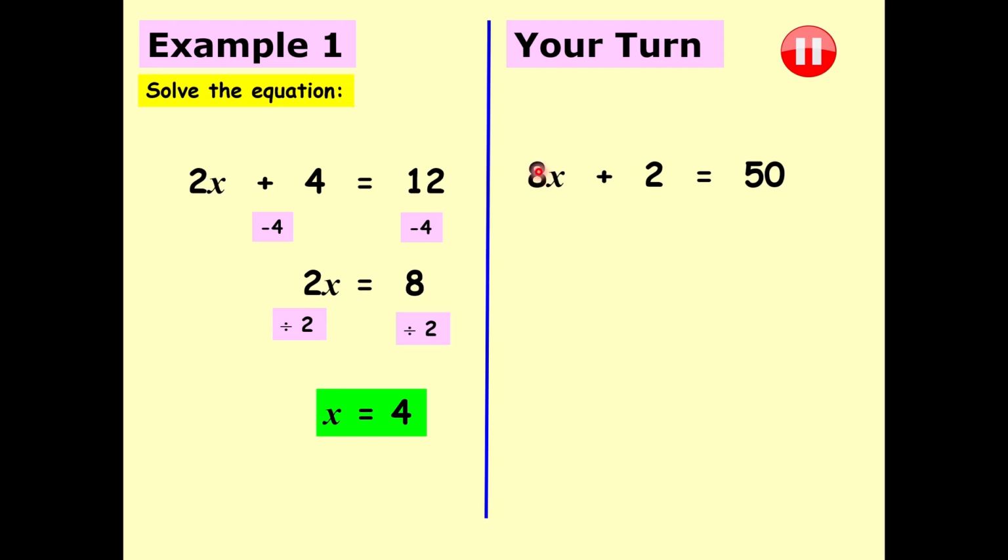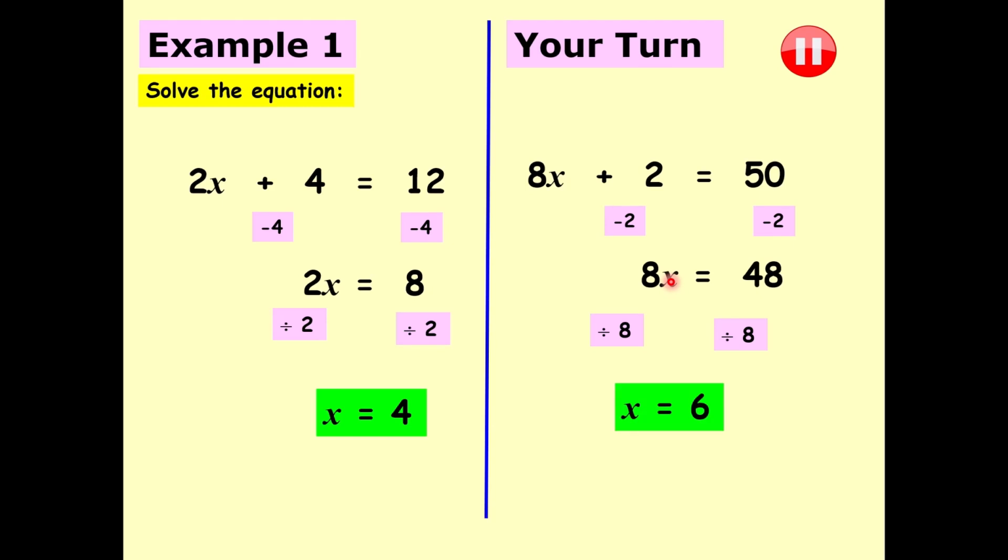So if you cover up the 8x, okay, so the 8 is stuck to the x. If you cover that up, what's stopping us from having 8x on its own? Well, we've got plus 2 here, so we're going to do essentially the opposite, but we're going to do it to both sides. So we're going to take away 2 from both sides. So plus 2 take away 2, essentially cancelling themselves out. Then 50 take away 2 is 48, so we're left with 8x equals 48. Then covering up the x, we've got an 8 there. That's stopping us from having x on its own, so we're going to divide both sides by 8. So divide both sides by 8 to get x equals 6. So well done if you got that question.